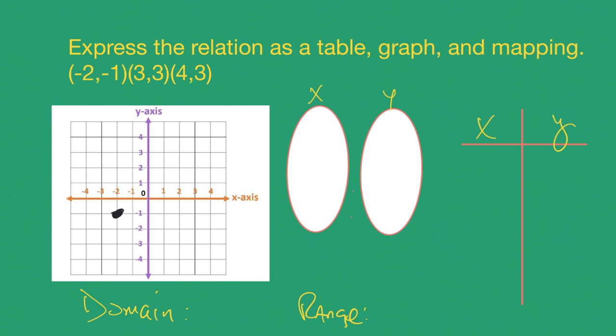How about the point (3, 3)? Where would we go first? Go, Tiger. Go over 3. Go right 3 and then up 3. That is correct. Right 3, up 3. There's the point (3, 3).